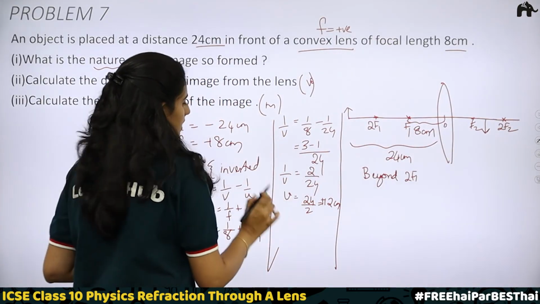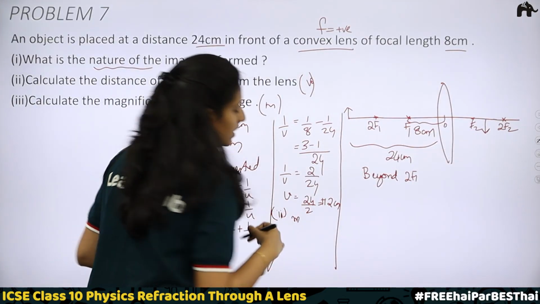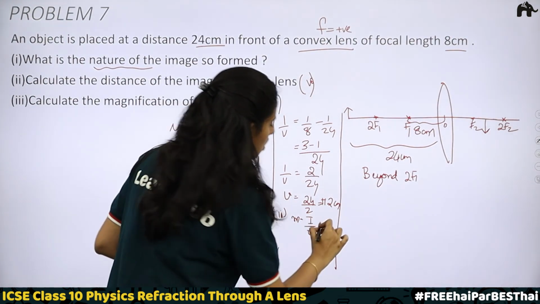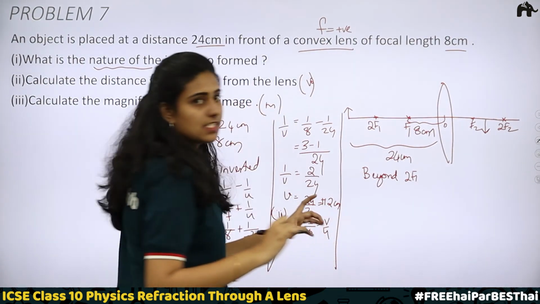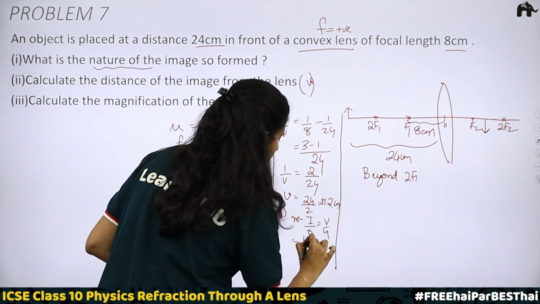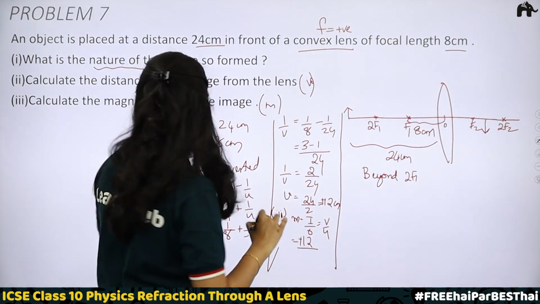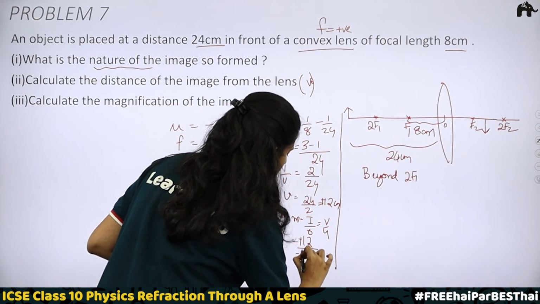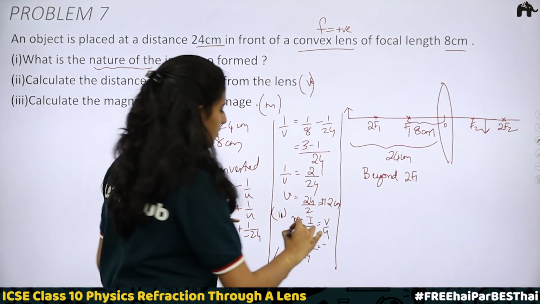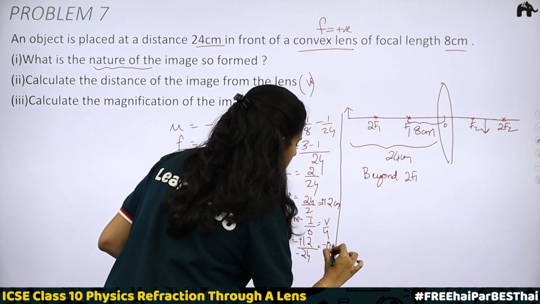Okay. Next, the third part of the question, we have to find the magnification. Magnification can be determined if you know the object height and image height, or take the ratio of image distance and object distance. Here, image distance is 12 centimeter, which we have determined. Positive 12 centimeter, and the object distance is minus 24 centimeter. Okay. Negative sign will be there. When you take the ratio, 12 by 24 is 0.5.